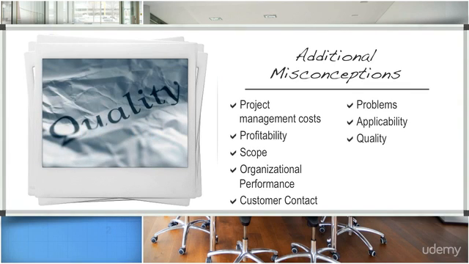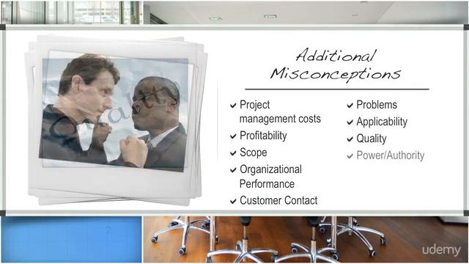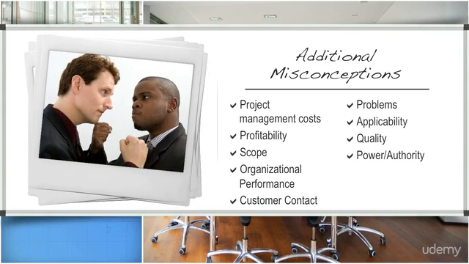Quality. Project management will increase the potential for quality problems, while project management incorporates quality from the planning stages through monitoring and controlling to ensure all activities developed incorporate quality as per plan. Power and authority. Matrix organizations reporting will increase power and authority problems, while project management works outside the functional areas and incorporates resources on a temporary basis based on time and expertise.